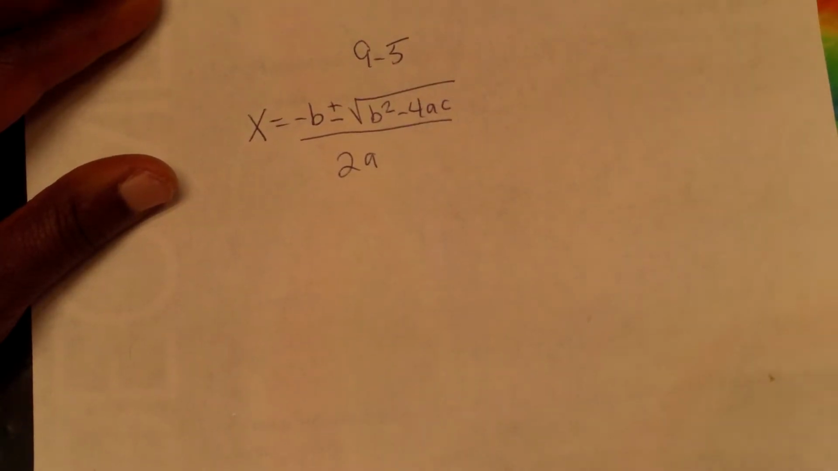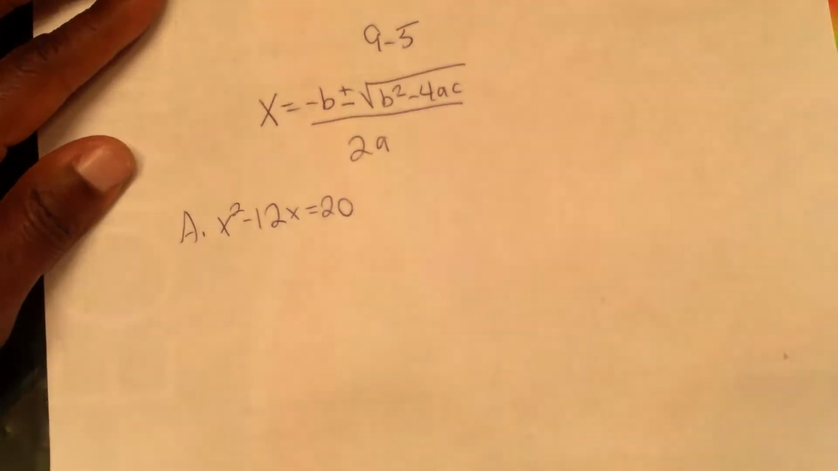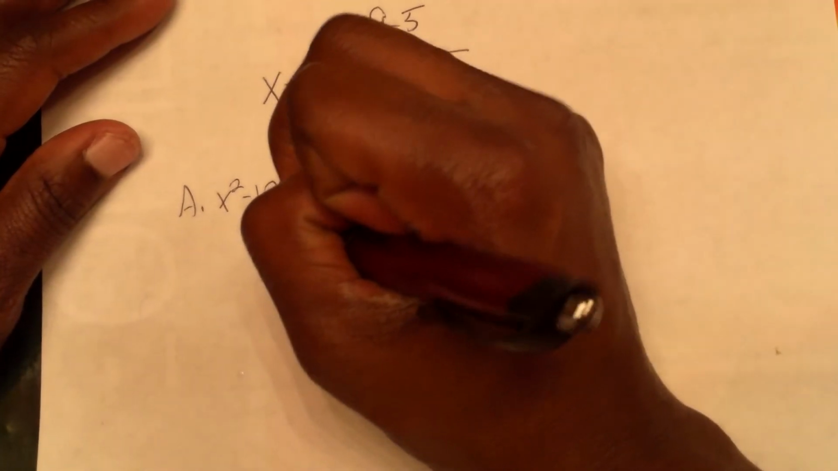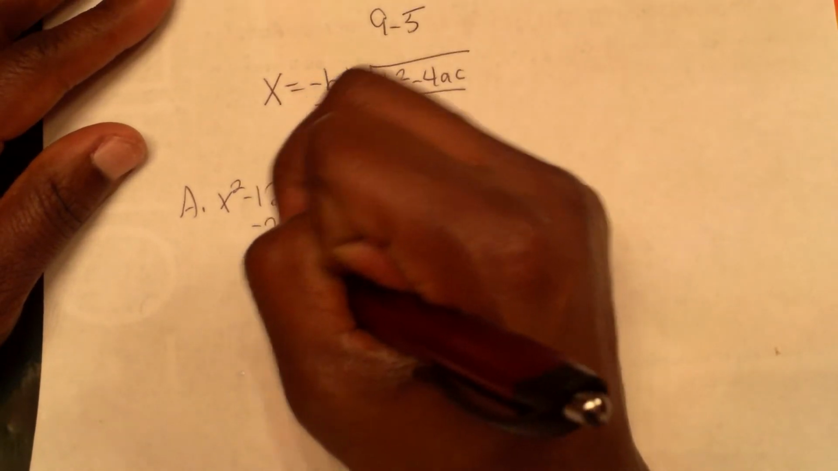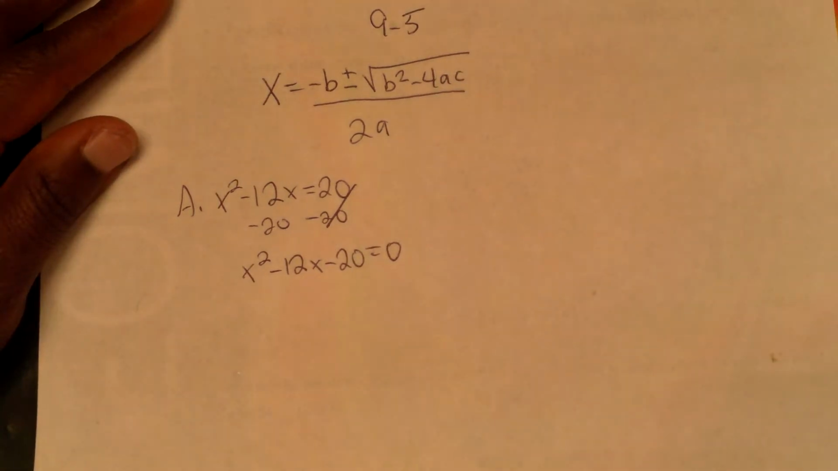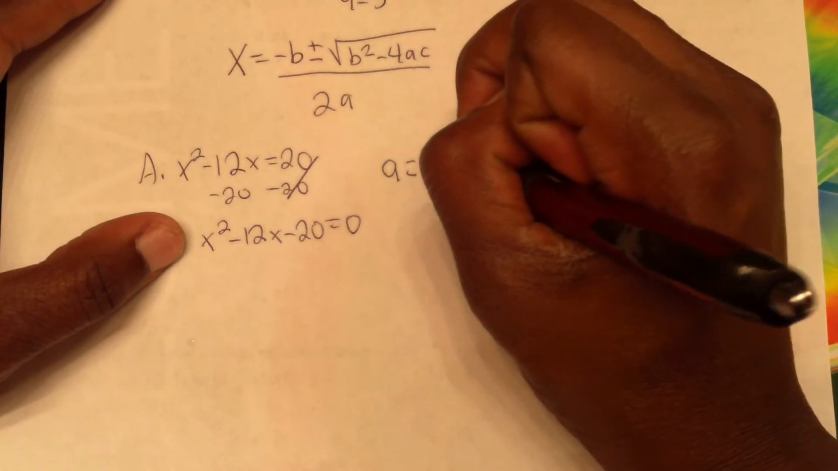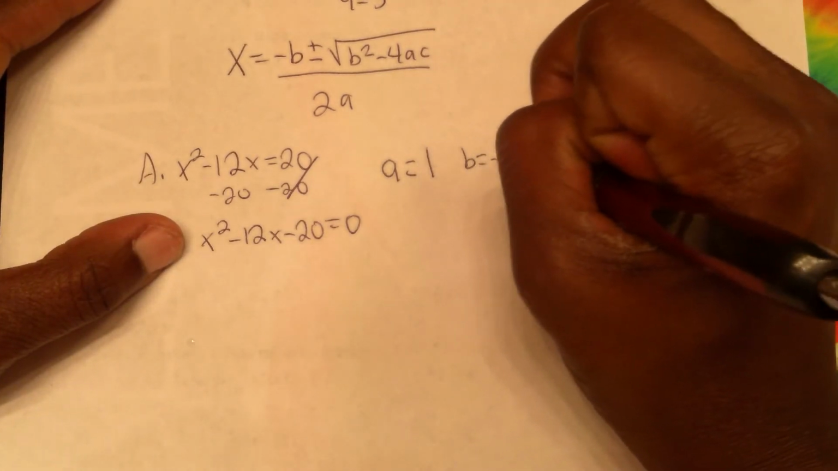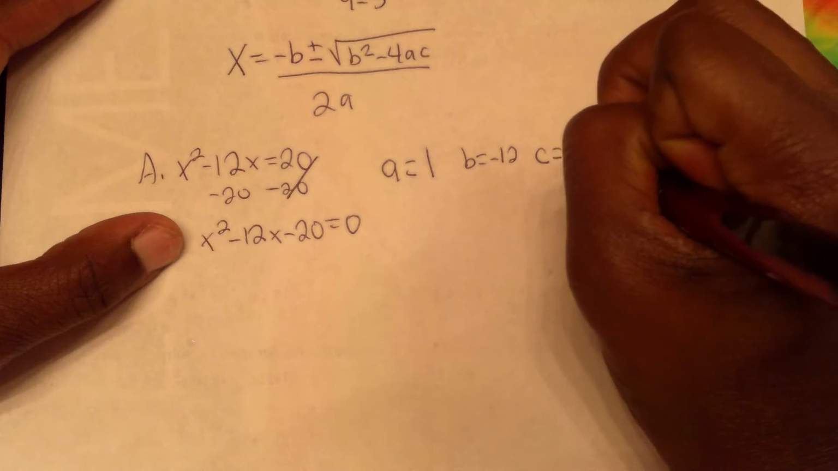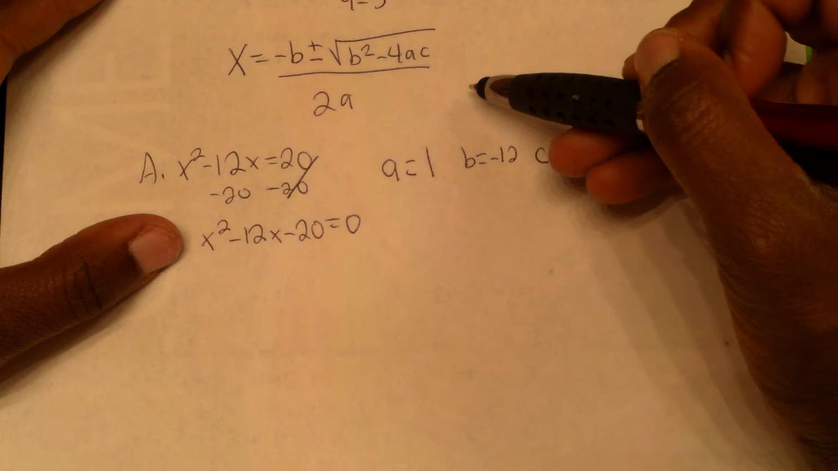Everybody got that? So let's look at our first example, which is x squared minus 12x equals 20. First step, we would have to, of course, put it in standard form. So I'm going to subtract 20 on both sides. That's going to give us x squared minus 12x minus 20 equals 0. Everybody got that? And now we know our a is the coefficient in front of the x squared, which is 1. B is negative 12. C is negative 20. We're going to plug it into the quadratic formula to solve.